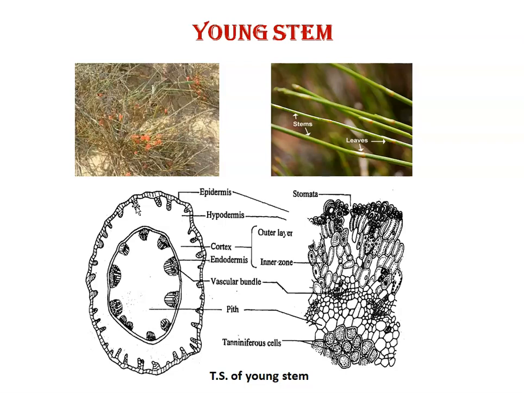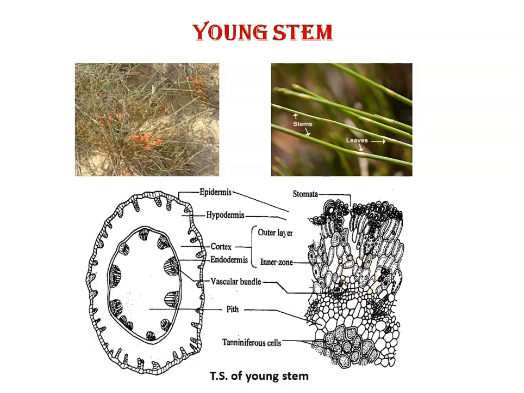And next part is cortex. The cortex is differentiated into an outer and an inner part. You can see here, this is the outer part of cortex, and this is the inner part. The outer part is a single layer of compactly arranged elongated palisade cells. These palisade cells contain abundant chlorophyll and are thus capable of photosynthesis. Then the inner zone is made up of loosely arranged cells containing fewer chloroplasts.